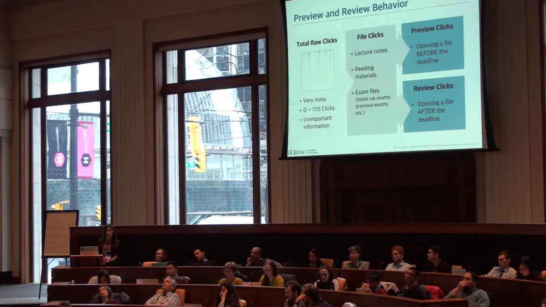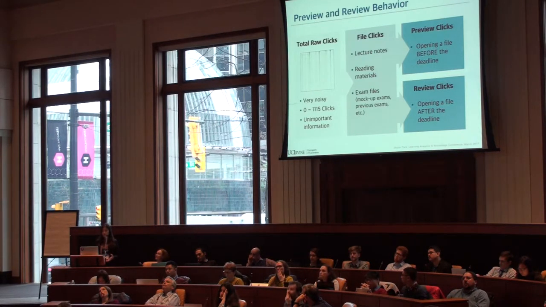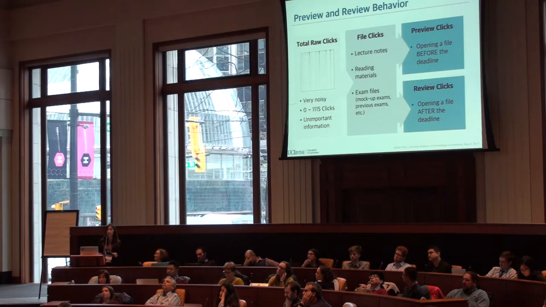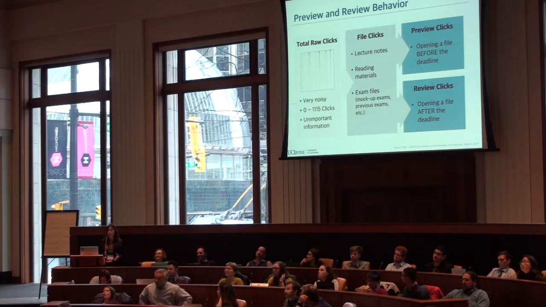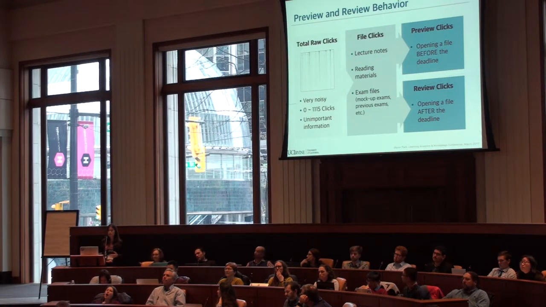Remember this matrix, which is the total raw clicks, but these clicks are very noisy. The smallest value in the number of clicks per day was zero, but the maximum was over thousands, and the mean and median were both around 10. So the data itself is very noisy, and there is also a lot of unimportant information that we don't want to capture. For example, a student browsing the course website, or the discussion board, which only a subset of students will visit.